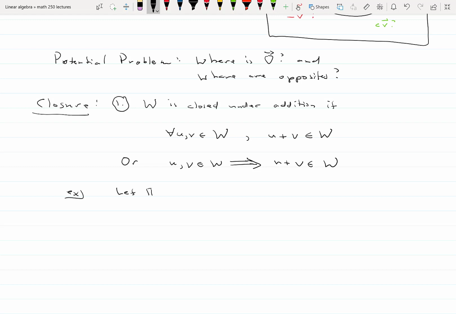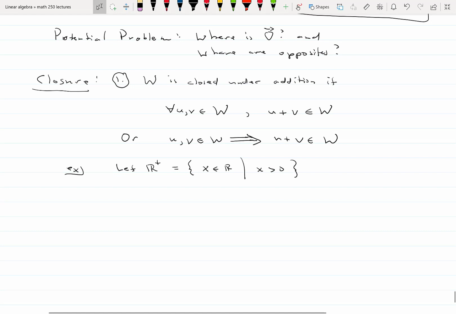Let's let R with a little plus in the superscript or exponent position be the set of all positive real numbers. Let's let that be the set of all real numbers x such that x is greater than 0. So it's the set of all positive numbers. So I want to show that R plus is closed under addition. What kind of addition? Just the ordinary addition of real numbers. Okay.